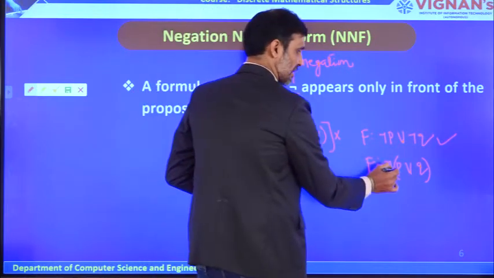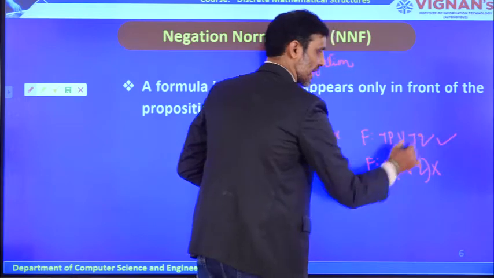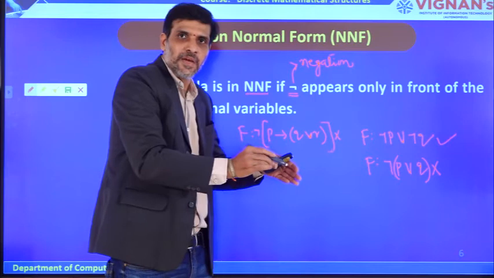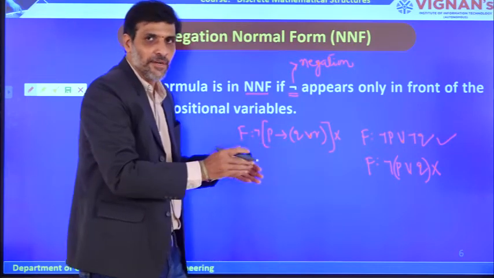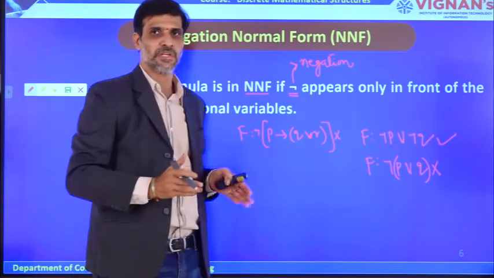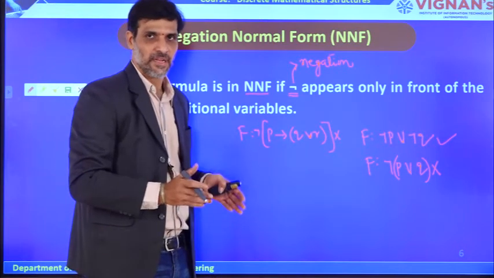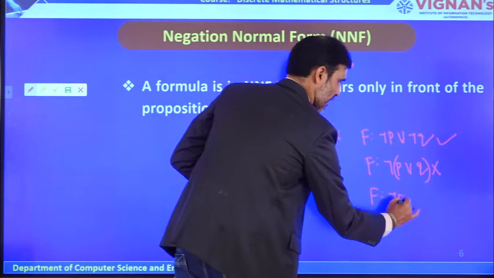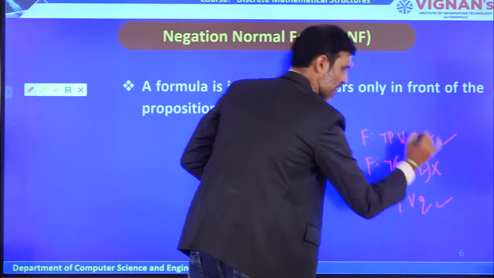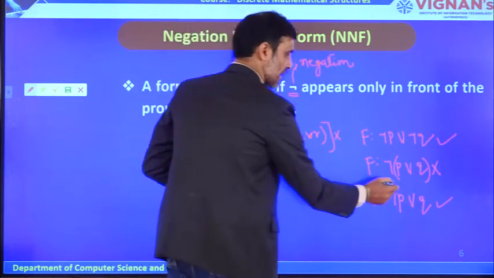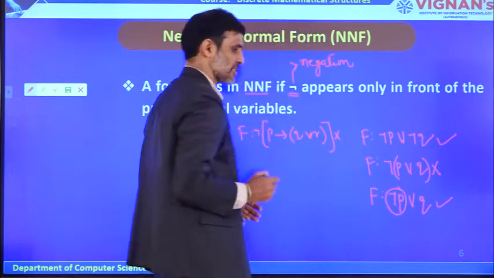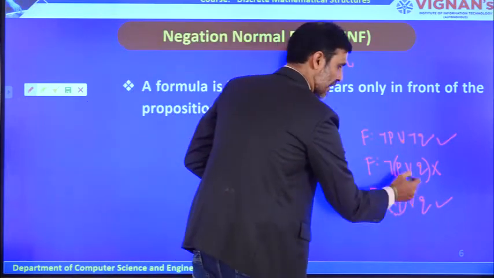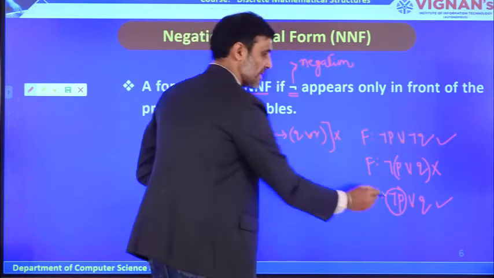Suppose you take ¬(P ∨ Q). So this is not NNF. Why? Negation should appear in front of every individual propositional variable. If there is no negation, no problem. Here, if I take ¬P ∨ Q, it is still in NNF. Why? Because the negation appears in front of the propositional variable P only. It is not applied to the entire sentence. Therefore, it is in NNF.